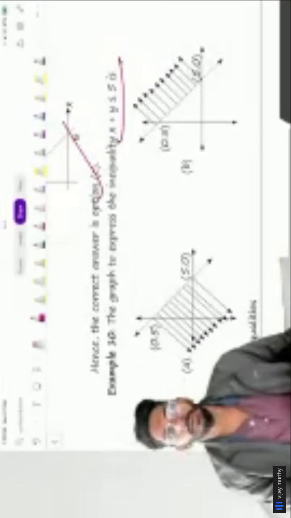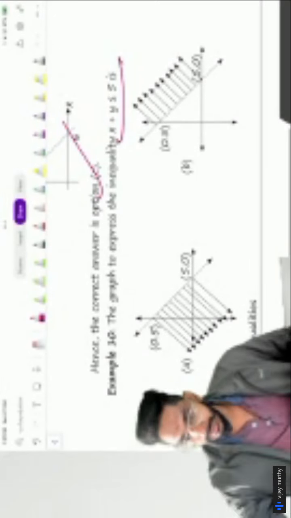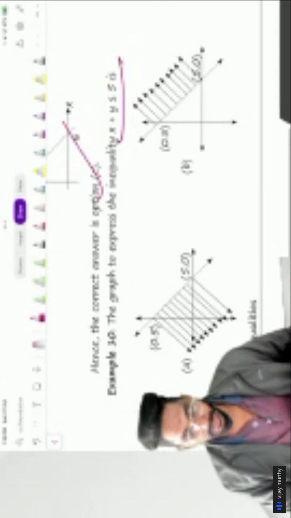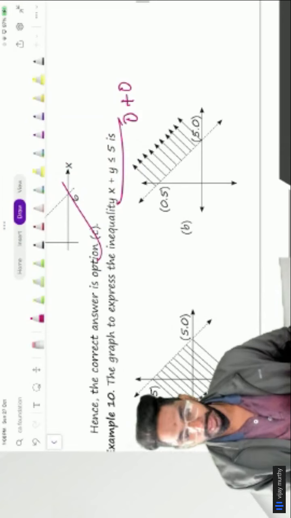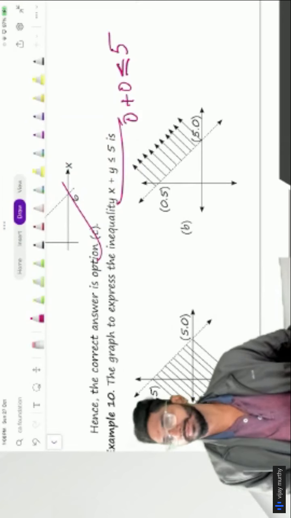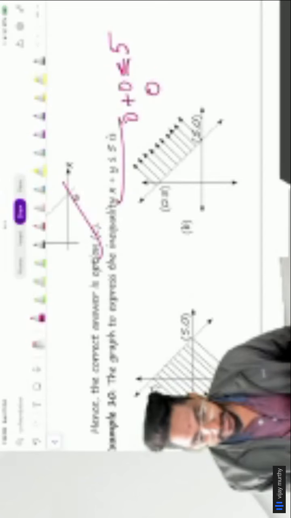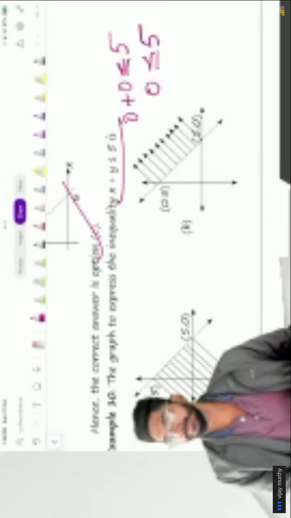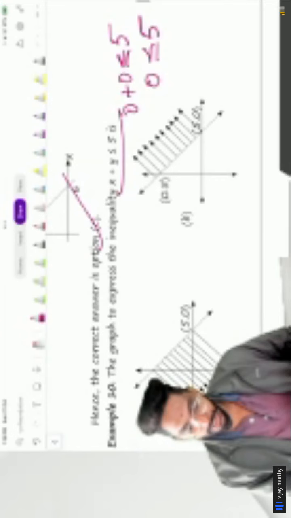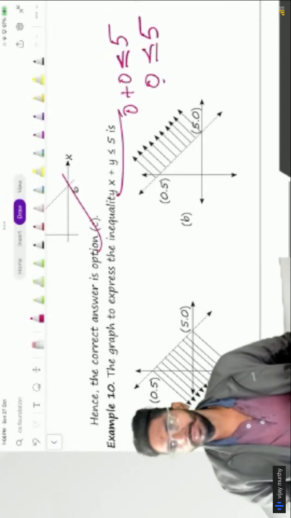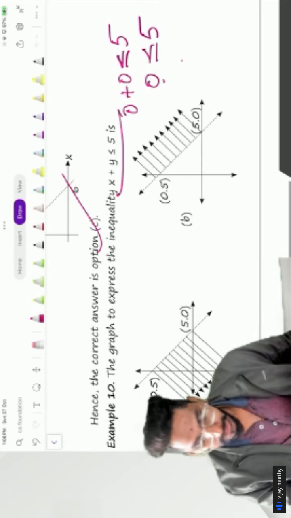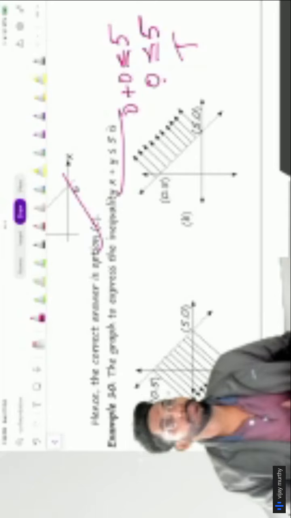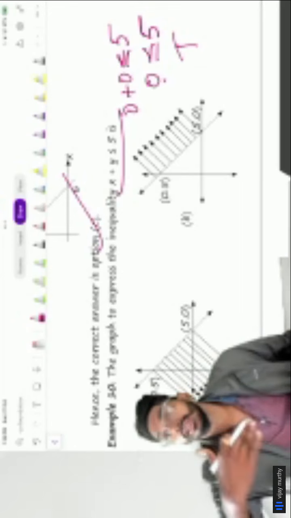In place of x substitute 0, in place of y substitute 0 and take the equation. What do you get in the equation? 0 plus 0 less than or equal to 5. What does that mean? 0 is less than or equal to 5. So 0 is less than 5. Do we agree with that? 0 is less than 5 only, therefore it is true. If it is true, the feasible region will lie towards the origin.